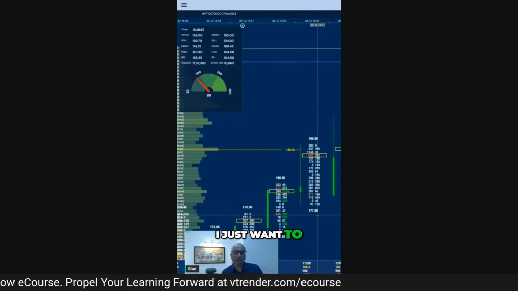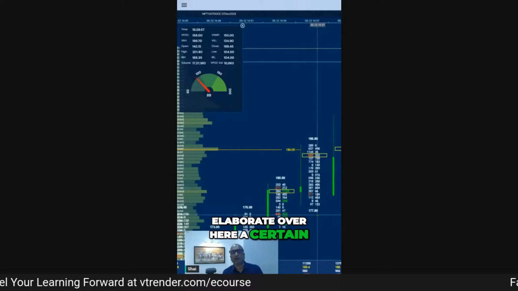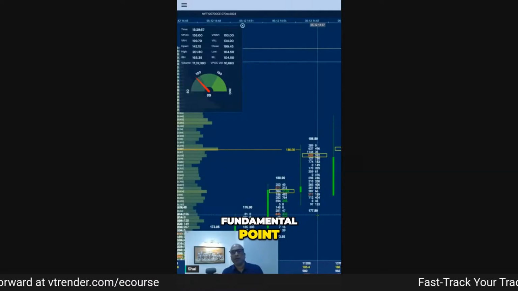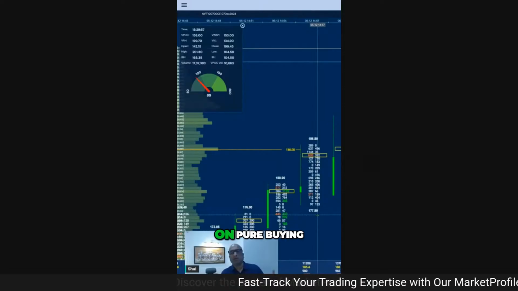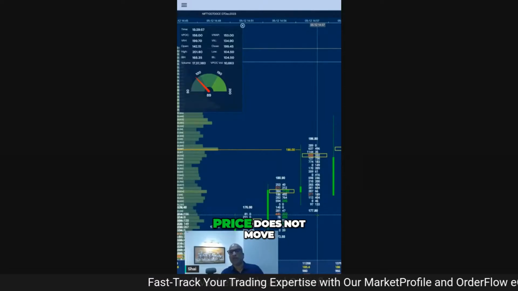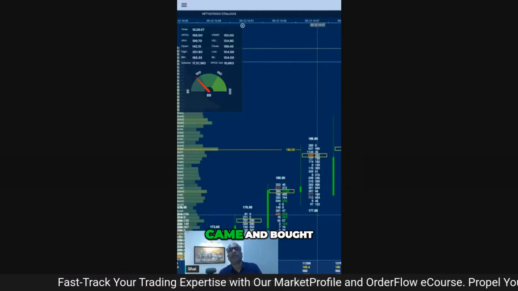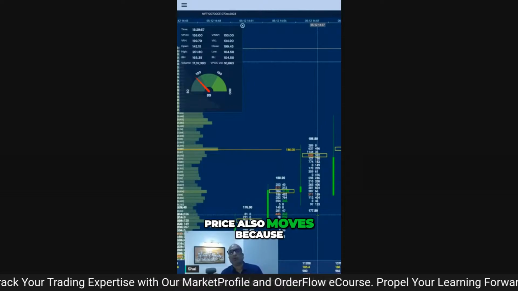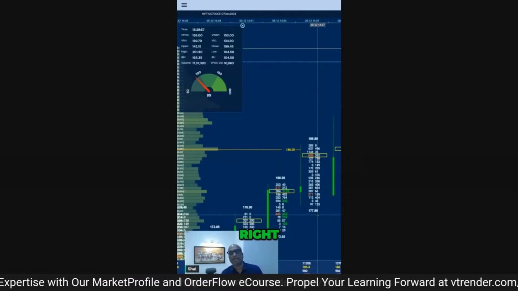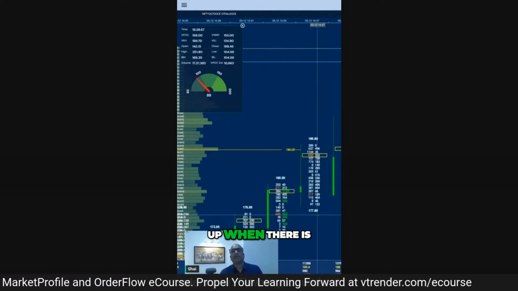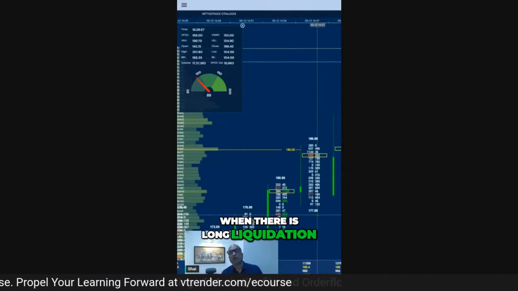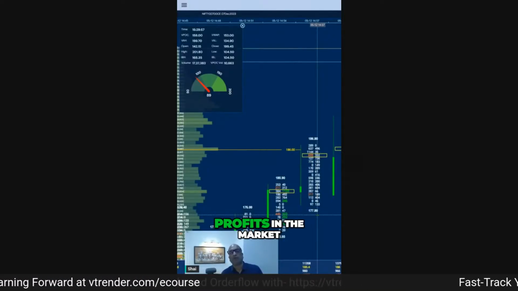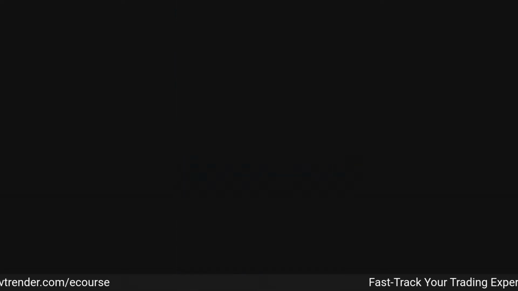Now, I just want to elaborate a certain fundamental point over here. The order flow chart is not just based on pure buying and pure selling. Price does not move just because 100 people came and bought. Price also moves because there is short covering, right? Price moves up when there is short covering. Price also moves when there is long liquidation. That means longs are booking profits in the market. Price can come down.